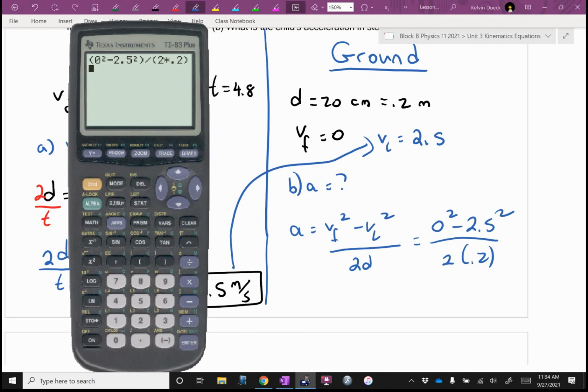What's a little bit weird about your answer? When they hit the ground, did they speed up or slow down? So does the negative make me nervous or does it make me relax? I think it makes me relax that I probably did this right. Negative 15.6.